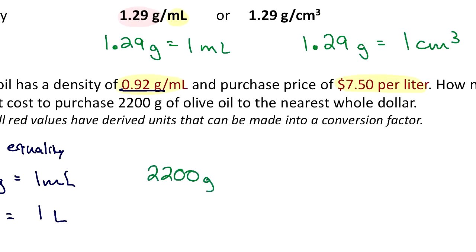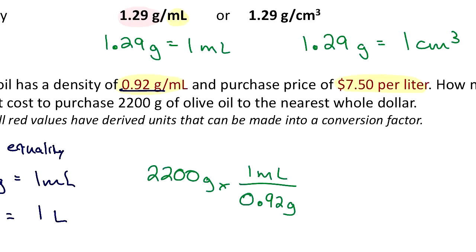So 2,200 grams. Right. So which equality should we use first? The first one or the second one? First one. Why? There's a gram. And so where are we going to put that 0.92 number? On the top or the bottom of this fraction? On the bottom, 0.92 grams is 1 milliliter.